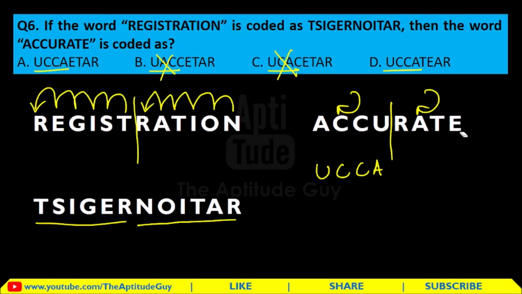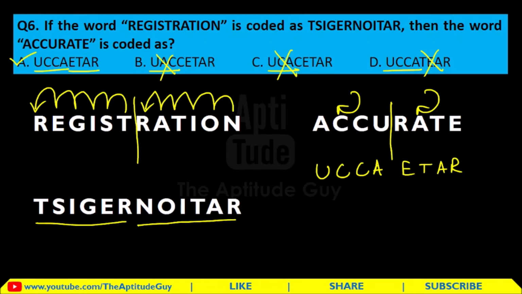Alright. Then we have ETAR. This has TEAR, so this is of course wrong. Only option A is remaining. Of course, that is the correct answer.